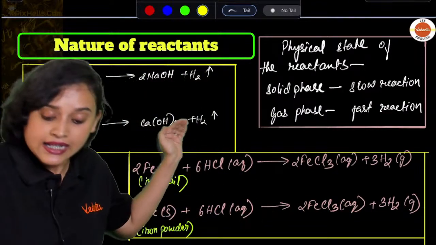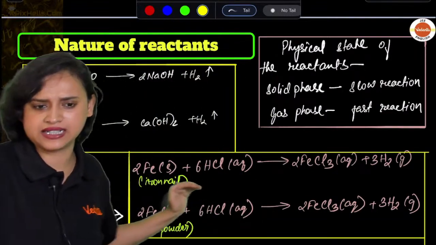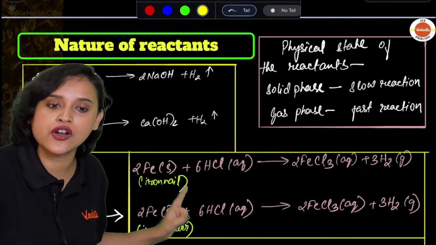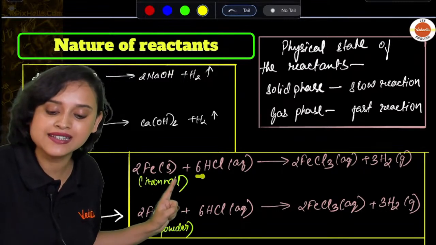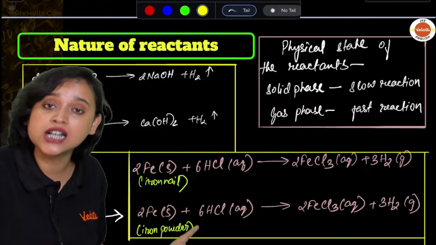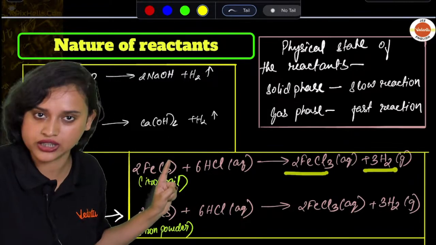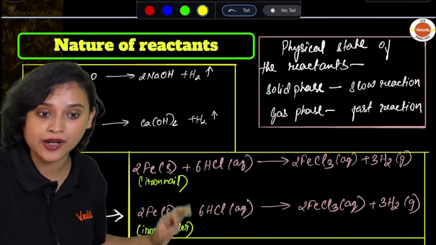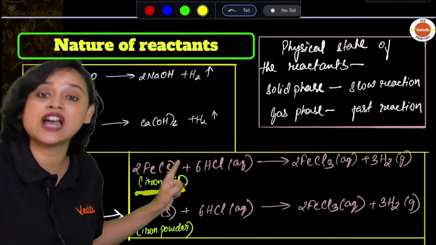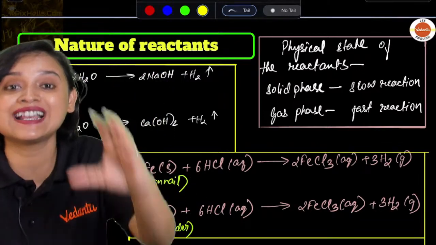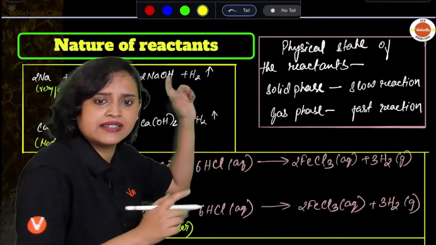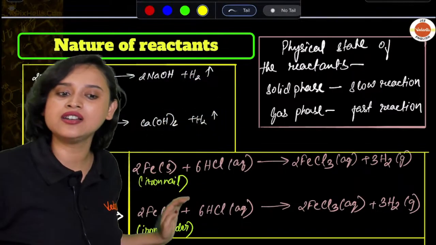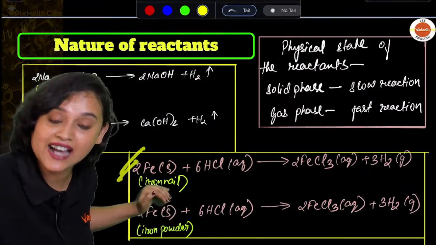So here, exactly the same reactants. We are taking 2 moles of iron plus 6 moles of hydrochloric acid. It forms 2 FeCl3 plus 3 moles of hydrogen. Hydrogen gas is being liberated. But in the first case, we have taken solid iron, that is an iron nail, the one you hammer down. So in this case, the reaction is going to be slow.